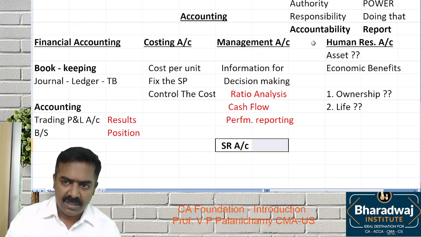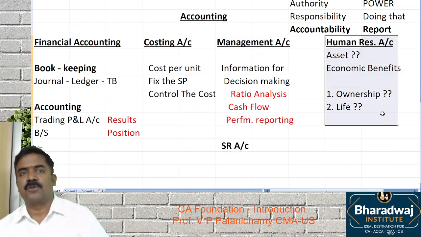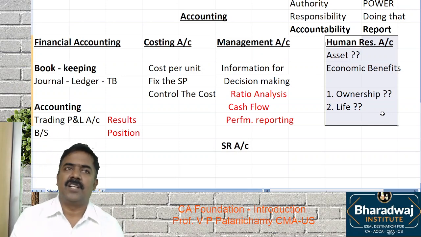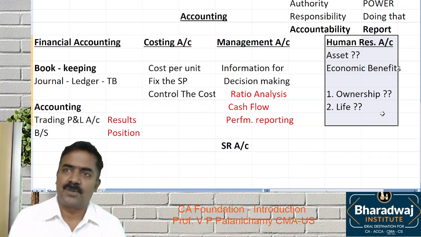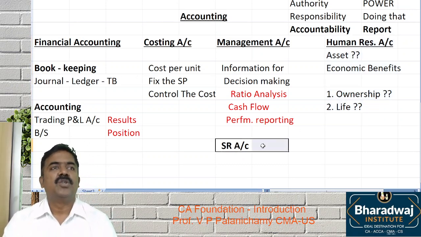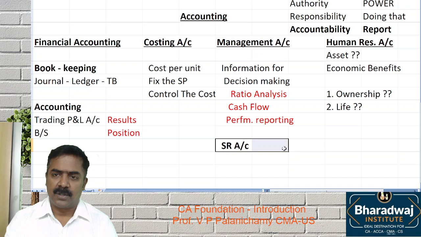So this is which accounting? Human resource accounting. This you will learn at your final level. Strategic financial management, you will learn valuation of human resources. What is the next one? Social responsibility accounting.